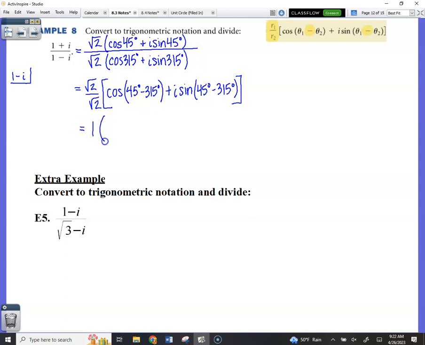And then right here, cosine 45 minus 315 is negative 270. Because it's negative, I'm going to put it in parentheses so that I don't get confused here and think that it's cosine minus 270, which would be impossible. All right, and then plus i sine negative 270.